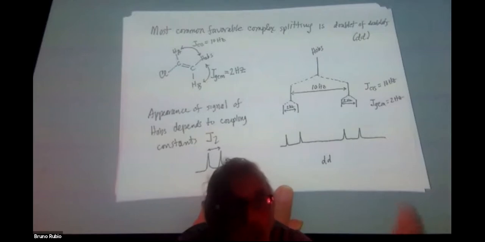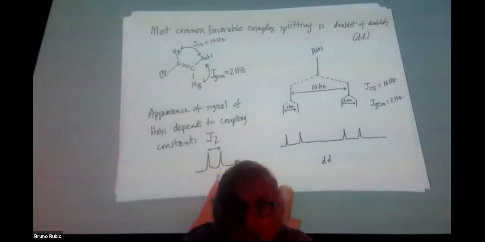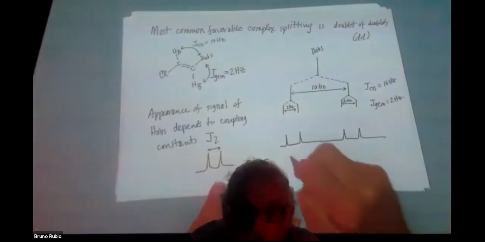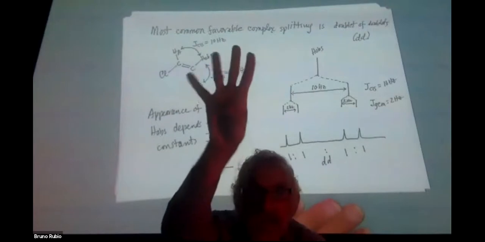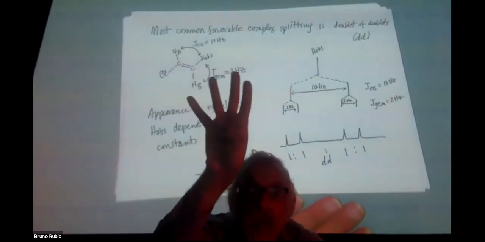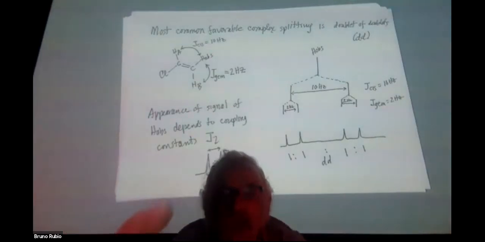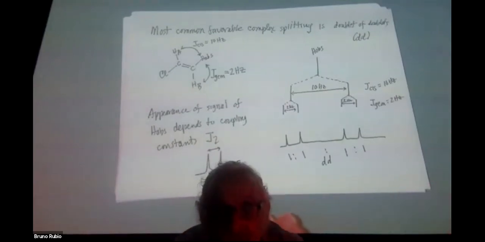All right, another thing to notice is that it's four components, but it's not a quartet, because a quartet is 1 to 3 to 3 to 1 by Pascal's triangle. This is not 1 to 3 to 3 to 1. This is 1 to 1 to 1 to 1. It looks like 4 lines of more or less equal height. And so this is how we can tell that we see 4 signals, but it's not a quartet. It is a doublet of doublets.